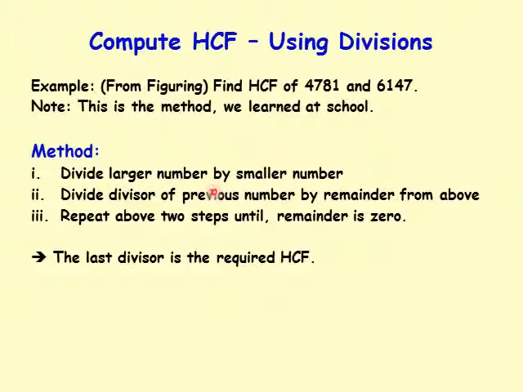We'll first divide the larger number by the smaller number, then divide the divisor of the previous division by the remainder from above, from this one here. Then repeat the above two steps until the remainder is 0. The last divisor is the required HCF. So we keep dividing the divisors by the remainder until the remainder is 0.